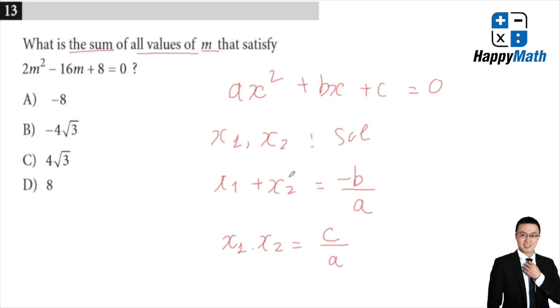So the question here asks about the sum of the values for m. It means the maximum number of solutions for the quadratic equation is 2. So the values for m are m1 and m2. m1 plus m2 will be equal to minus b divided by a. Minus b means 16 because b is minus 16. Minus of minus 16 will be 16 divided by 2 equal to 8. So the final answer is D.